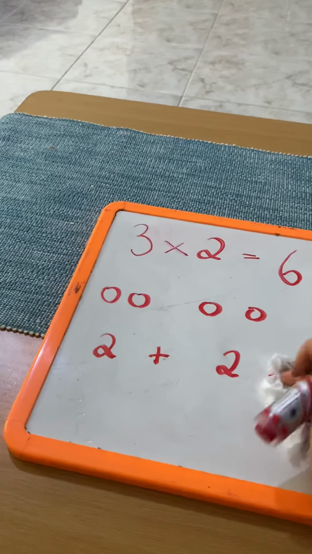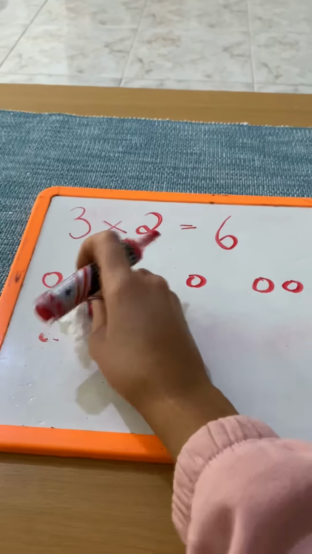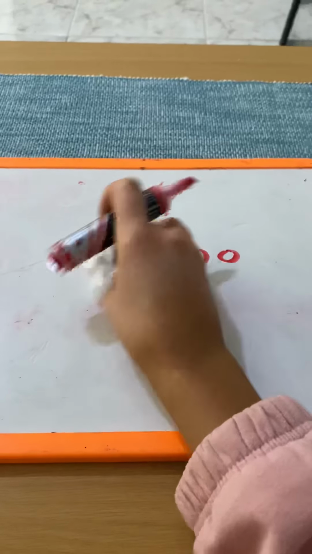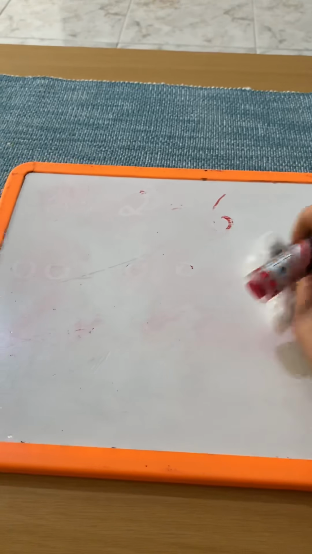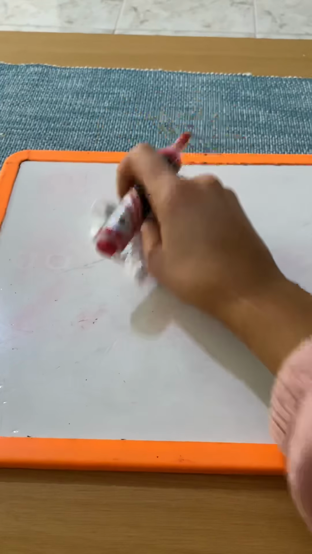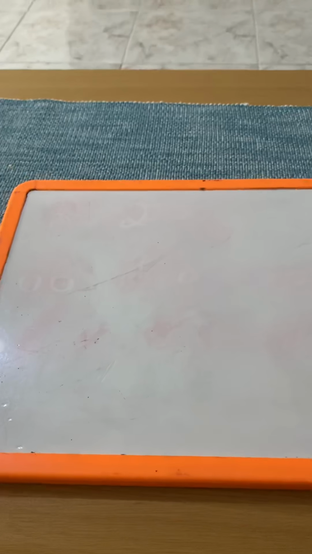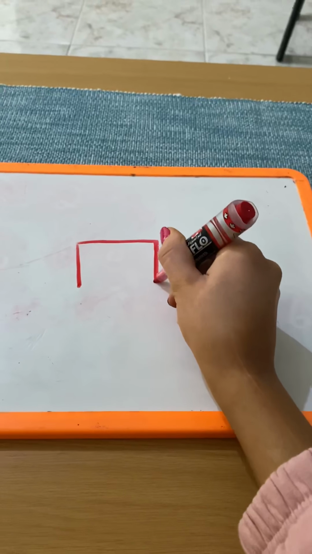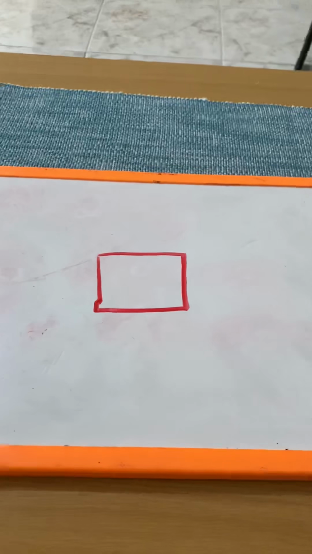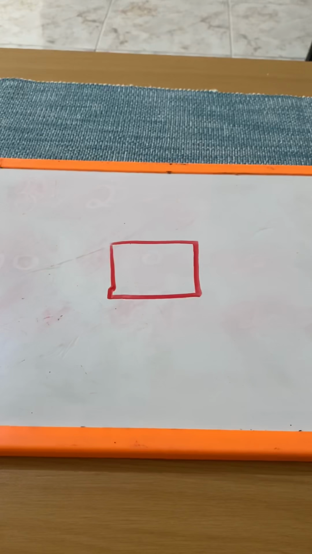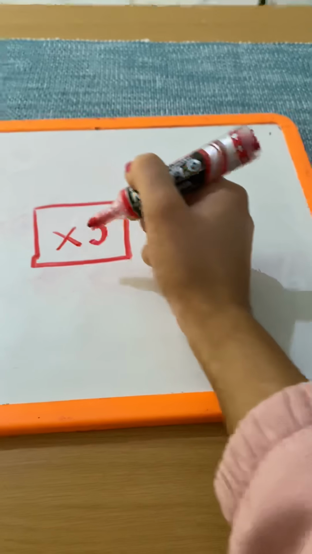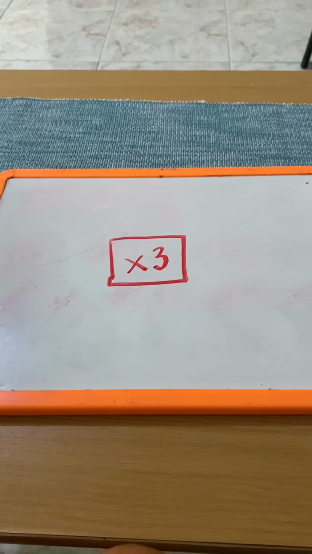The next thing that we're going to look at is something new. It's called a function machine. Now, if something has a function, that means it has a job or a task to do. So it will change something. So we're going to draw our function machine in the middle of our board. Now, I'm going to put times 3 in our function machine.